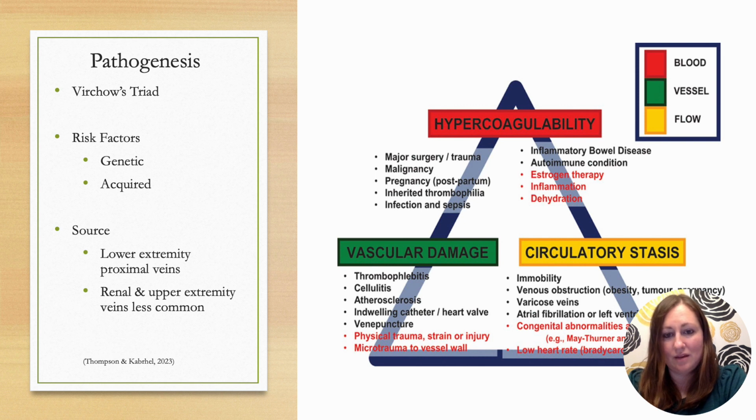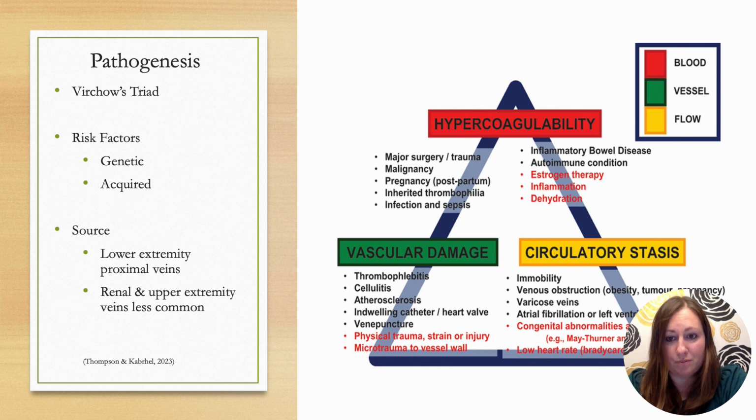So, how does a PE form? Virchow's triad consists of venous stasis, endothelial injury, and a hypercoagulable state. These three issues create the necessary conditions for the formation of venous thrombosis. If you look at the diagram in this slide, you'll see examples under each of these parts of the triad.